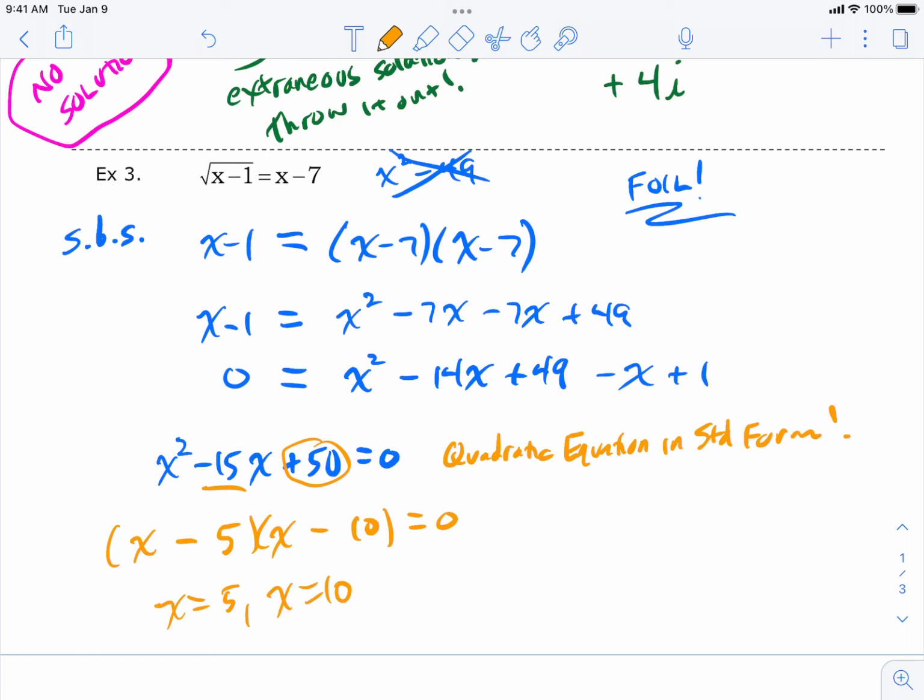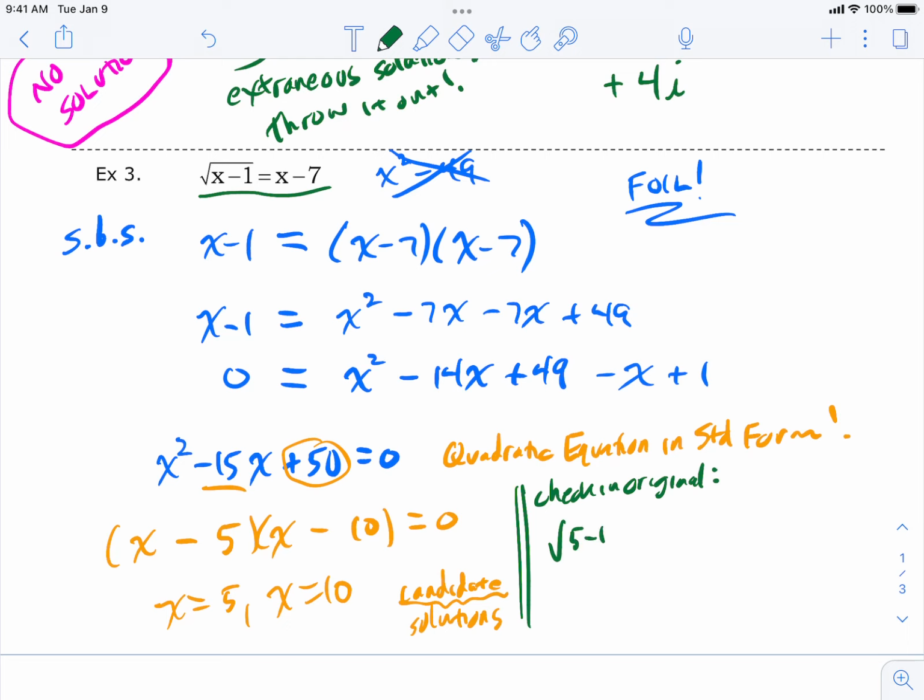Now, I said two solutions, but what I should have said is that these are candidate solutions. You must check. You must verify. So let's get back into the green mode. Okay, so check in the original equation. You have to check both of these. So the original equation's up here. So radical, let's see, if I put my x equals 5 in, that would look like this. And on the right side, I'd have a 5 minus 7. So the left side is a 4. Square root of 4 is 2. The right side is, well, actually 5 minus 7 is negative 2. That does not work. Does not work.